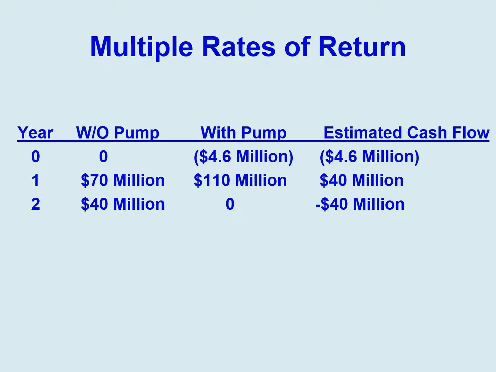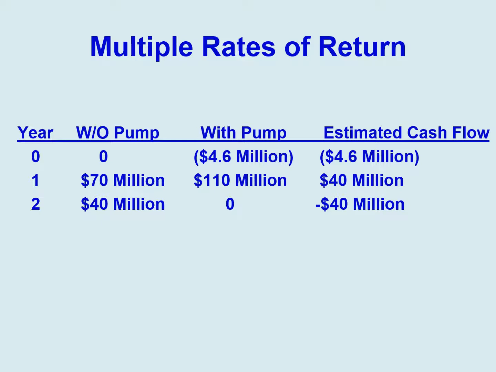So again, to go through these columns so it kind of makes sense, if you do nothing, if you do what you're doing right now, you don't have to make any expenditures. So that's the first column. Without the new pump, you still use your old pump in place, and you'll get $70 million worth of oil by the end of year 1 and $40 million worth of oil by sometime in year 2, at which point your oil well will be depleted.